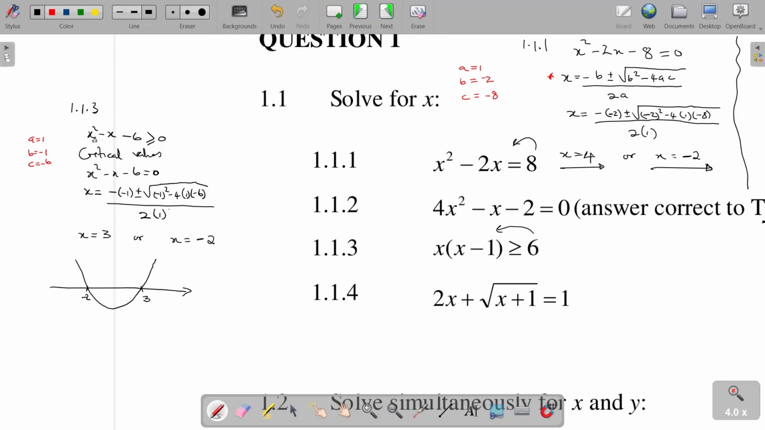Then we read the inequality. It's saying this function must be greater than or equal to 0. Greater than 0, it means it must be above the horizontal axis. So here is our horizontal axis. The part which is above the horizontal axis is this one. Then how do you write that part as an inequality?